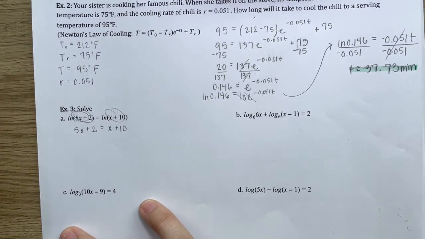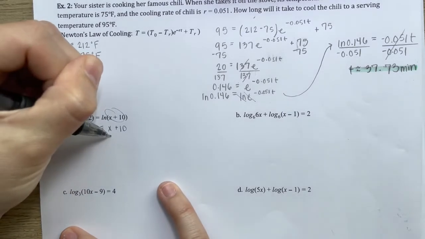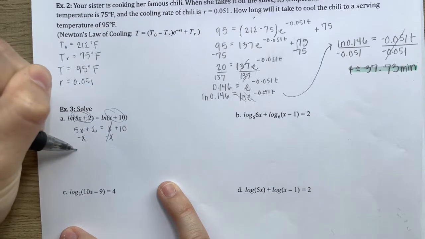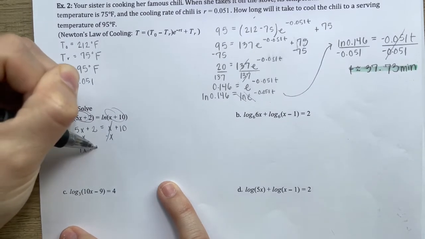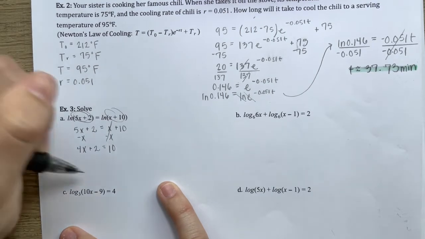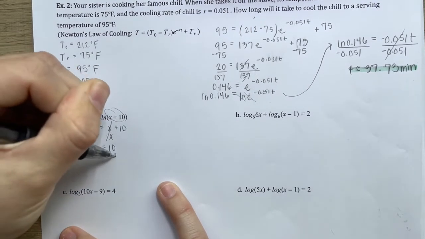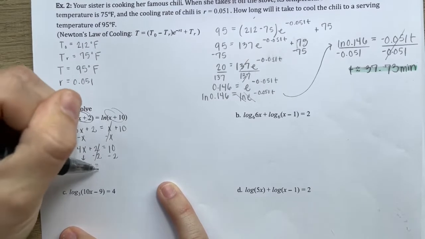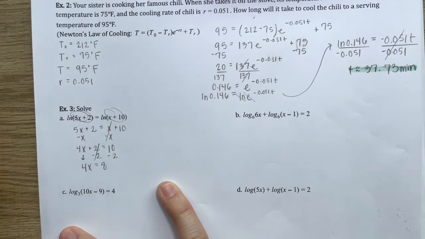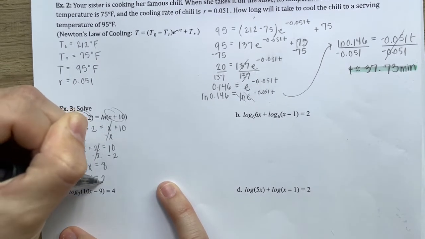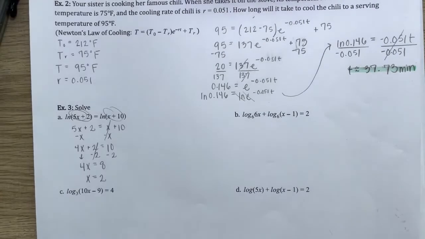And now if I want to solve for x, I want to get my x's on the same side of the equal sign. So I'm going to subtract x from both sides in order to cancel out this x. 5x minus x is 4x, plus 2 equals, bring down the 10. And then to solve for x, I can subtract 2 from both sides, bring down the 4x. 4x equals 10 minus 2, so 8. And then divide both sides by 4, and you end up with x equals 2 as your solution.